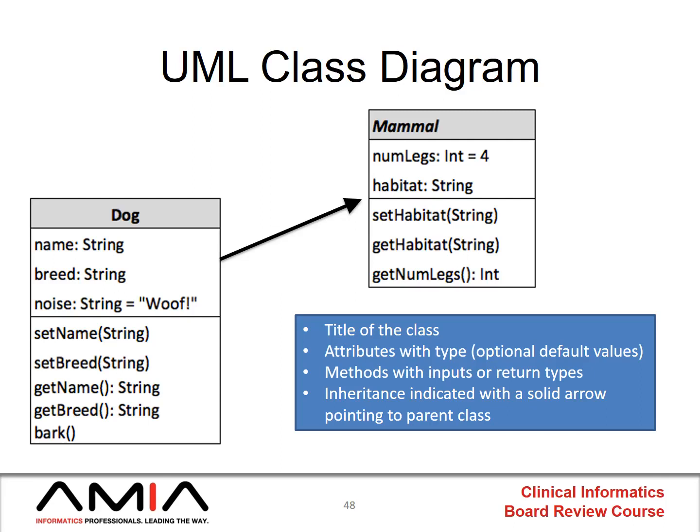And typically you have the name of the class at the top, and in the second box you have the attributes, and in the third box you have all the methods. So here you can see that the dog class extends the mammal class. The mammal class has its own attributes of the number of legs, where initially it's set to an integer of 4 and so on, and you can see the getters and setters. By the way, this is the UML class diagram for the Java programming example that we did in the programming lecture.